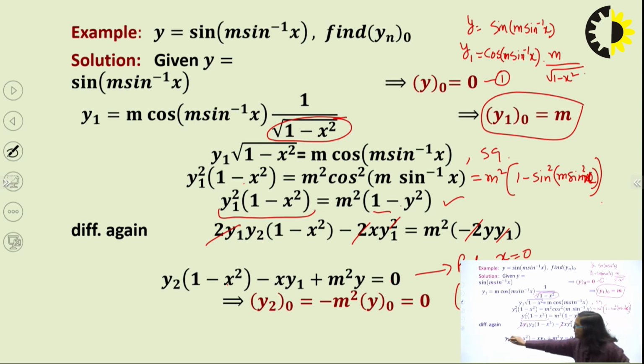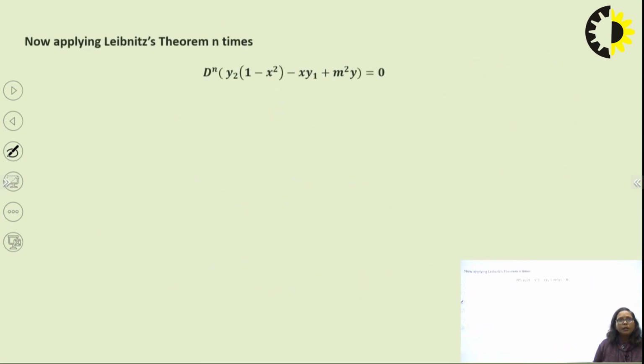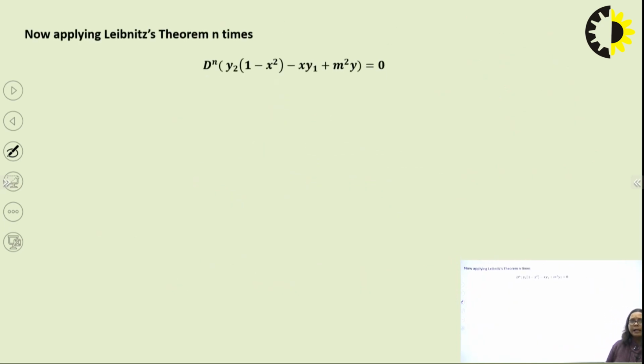Now we have calculated up to the second derivative y2. So next step we have to apply the Leibnitz theorem to get the nth derivative. So apply Leibnitz theorem n times to get the nth derivative of this expression, which is y2. Now start differentiating this. Taking the first pair, y2 into 1 minus x square. I think this is clear to you all that this function is taken as v now, this is taken as u, the first function over here.